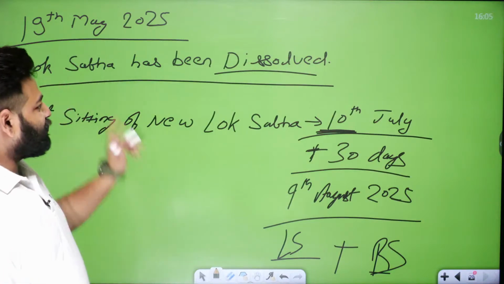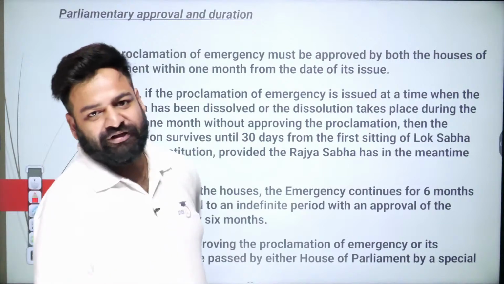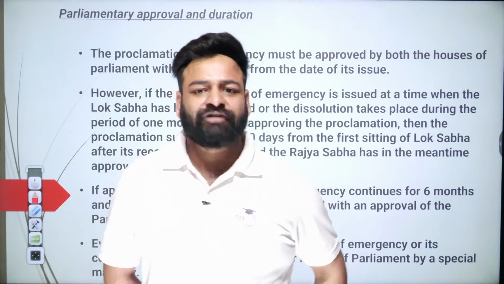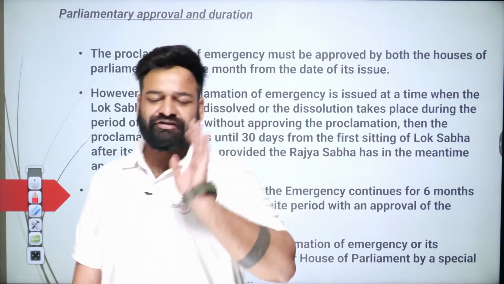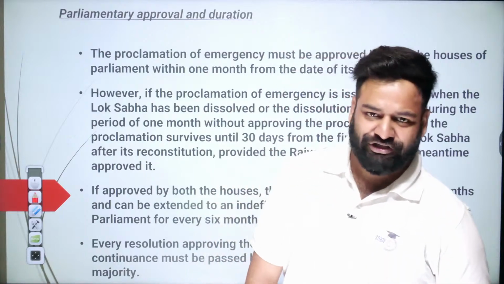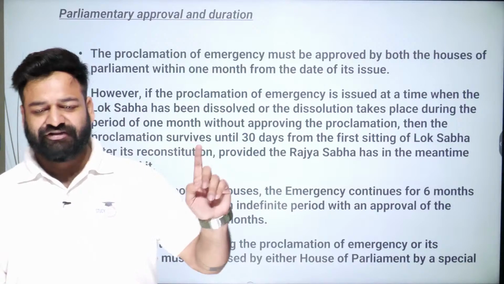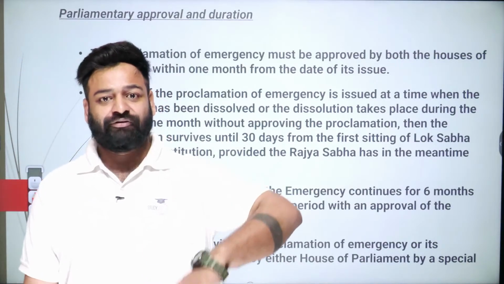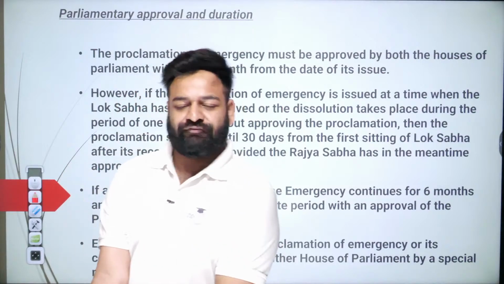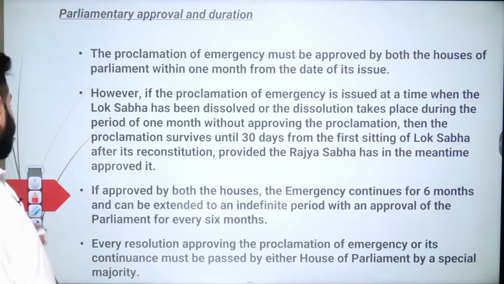So generally, the national emergency shall be passed by both the houses within 30 days from the proclamation. Let's say in that meantime of 30 days, for unfortunate reasons, Lok Sabha has been dissolved. So the new Lok Sabha will be constituted after the fresh elections, and from the date of its first sitting, the next 30 days will be the time for passing the resolution for the emergency. Okay. So this is what the parliamentary approval is.